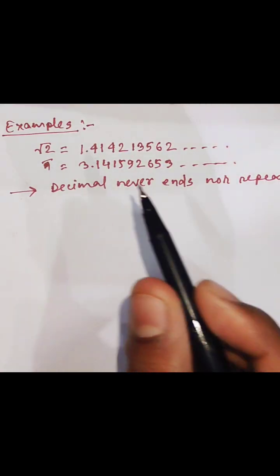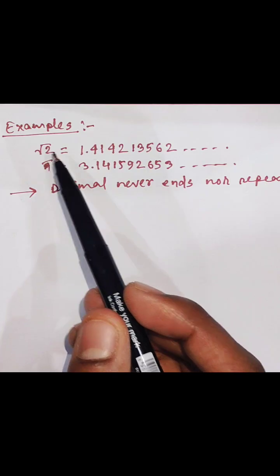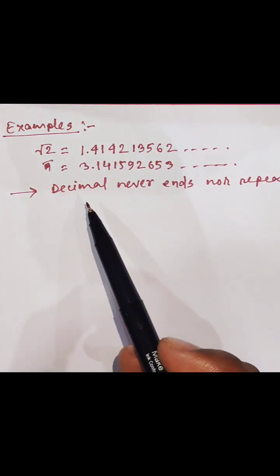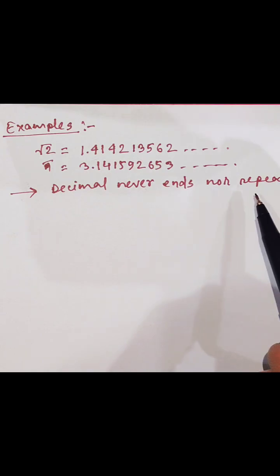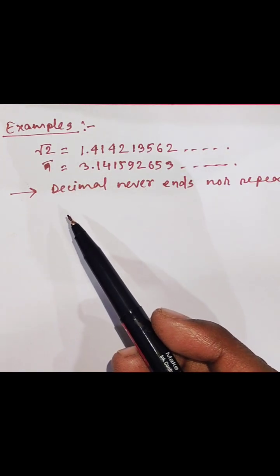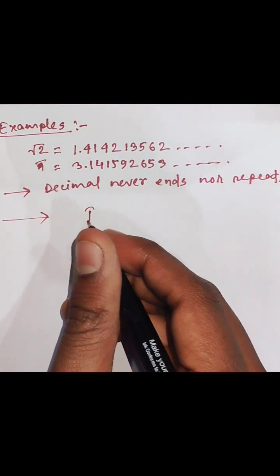So now let us take some real life examples of irrational numbers. Root 2, the value of root 2 is 1.414 up to infinity. It means its decimal never ends nor repeats. So these numbers can't be converted into a fraction. So we will conclude that these numbers are irrational.